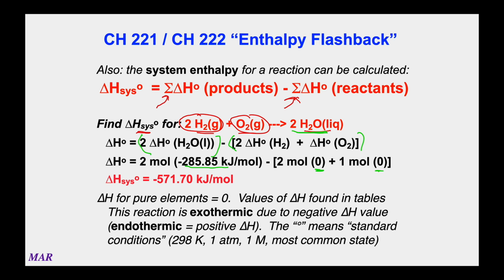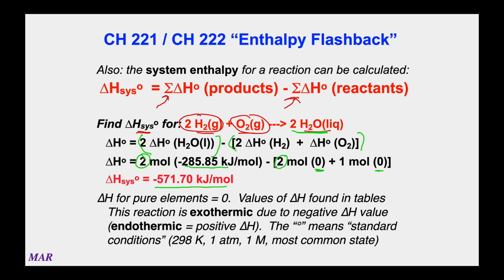And notice that because of the stoichiometry, we're going to multiply the water by 2. If hydrogen had a value, we'd multiply it by 2. Oxygen, though, we just multiply by 1 because that's the stoichiometry of it. If you look this all up in your book and you do the problem right, and I encourage you to do it, you should get a delta H for this reaction of minus 571.70 kilojoules per mole.